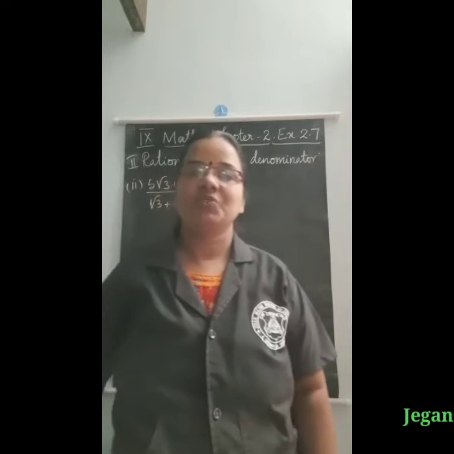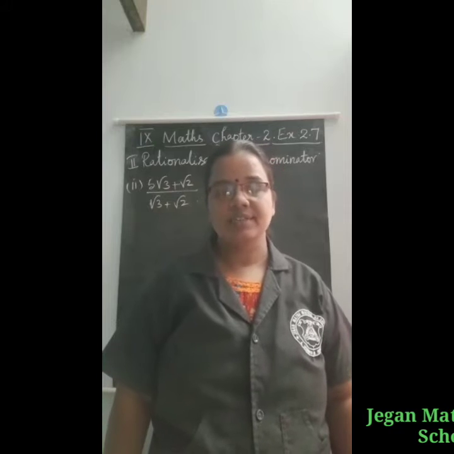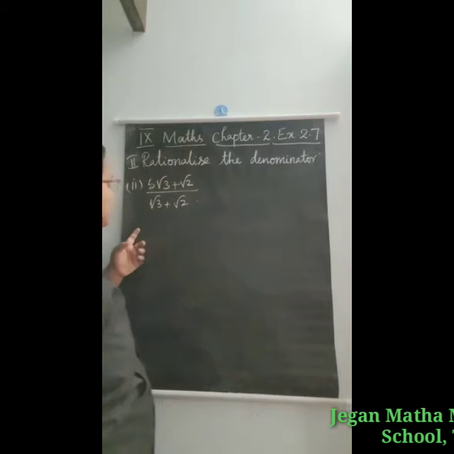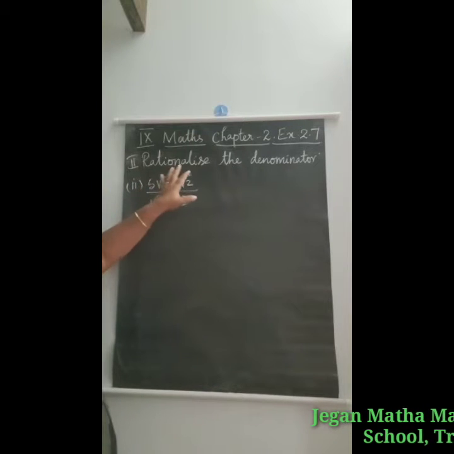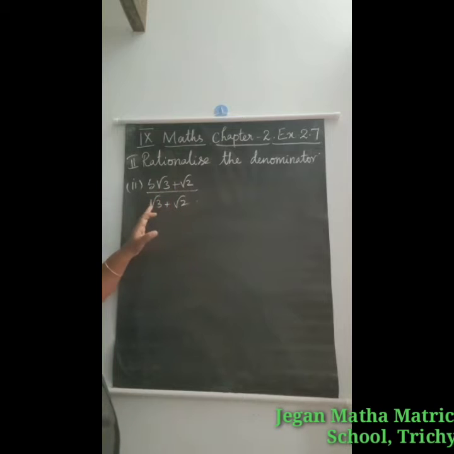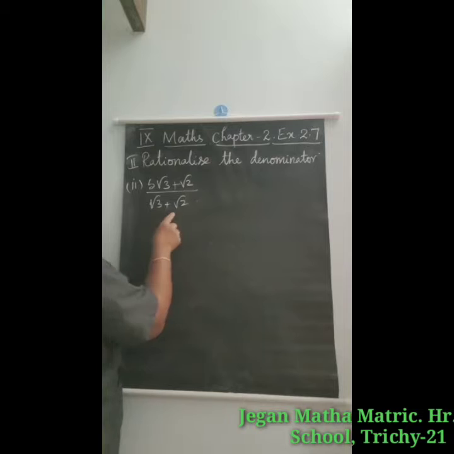Hello students, today we are going to see 9th standard maths second chapter exercise 2.7, second Roman number. Second question: rationalize the denominator. For the second question, 5 root 3 plus root 2 divided by root 3 plus root 2. So what is the conjugate for this denominator?